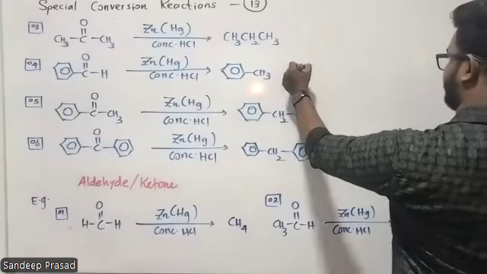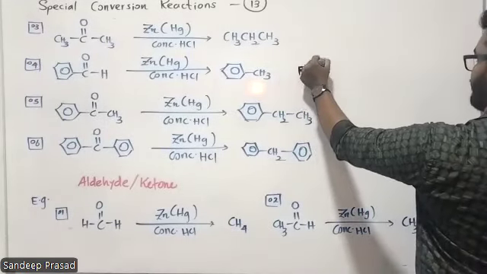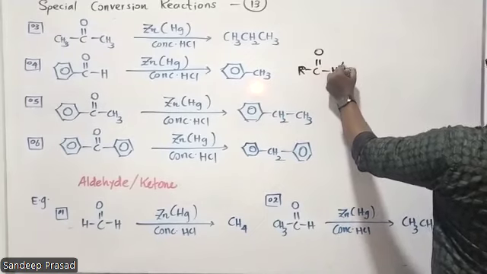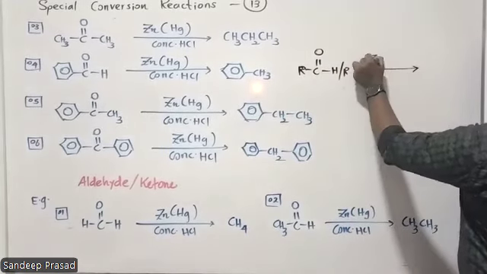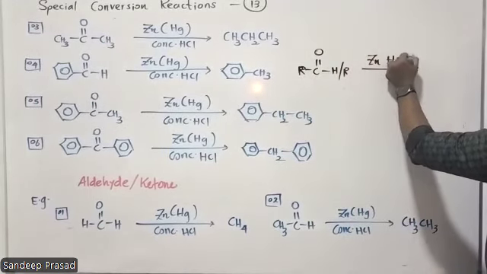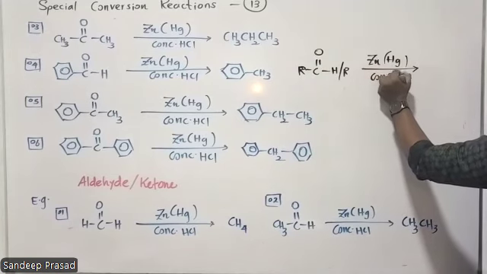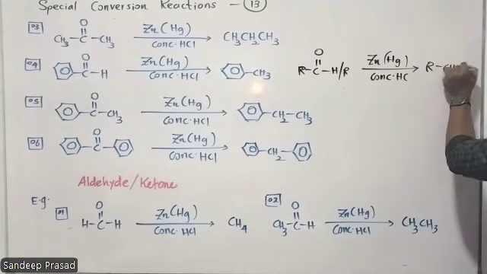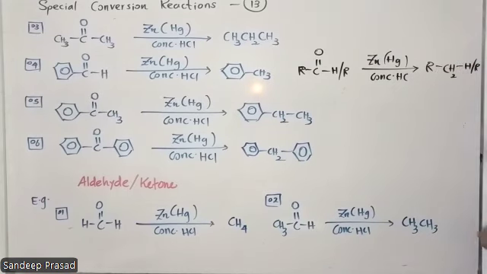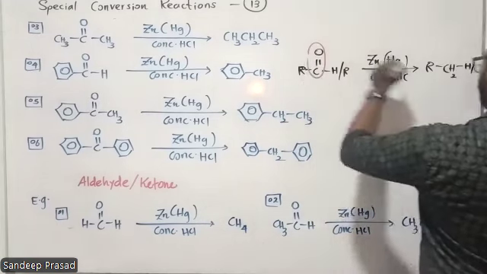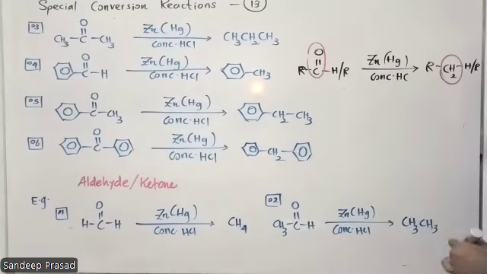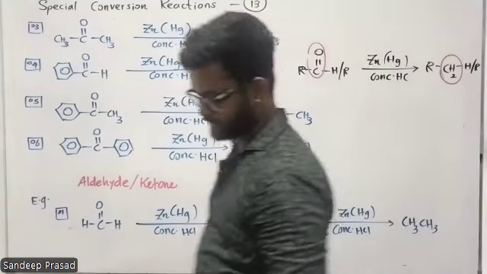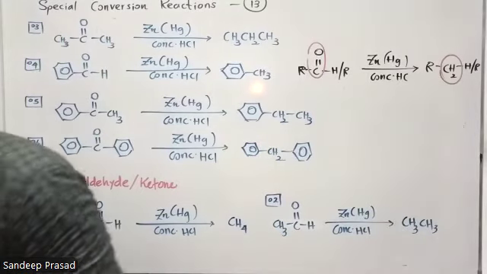So you have to understand that finally what happened in the Clemmensen reduction, zinc mercury conc. HCl, that carbonyl group C double bond O converted into CH2. So that's what happened. Okay.